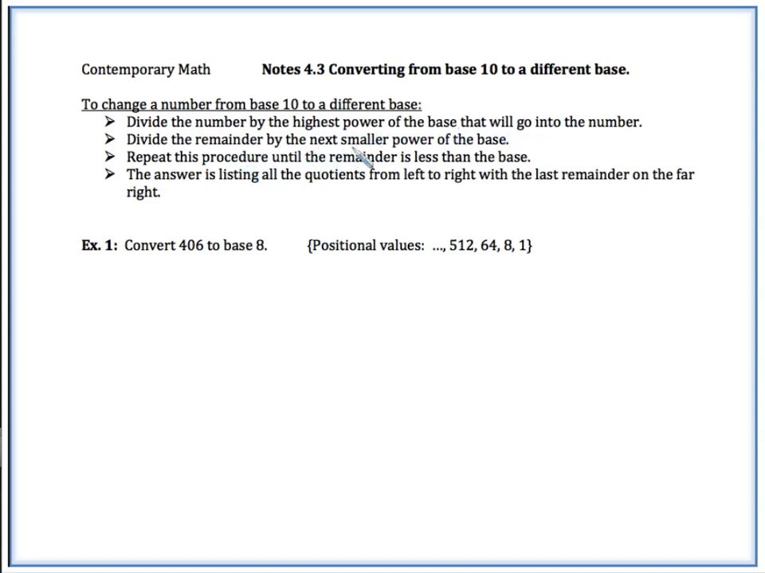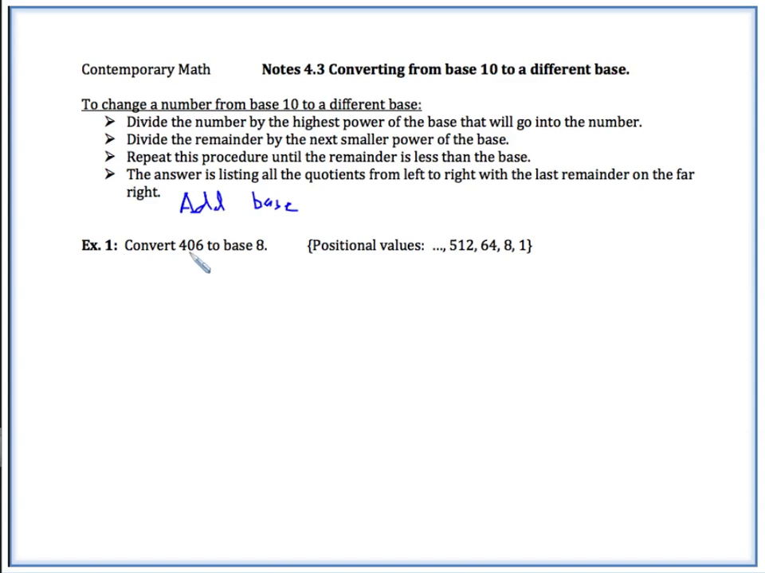Then divide the remainder by the next smaller power of the base, and keep repeating this procedure until the remainder is less than the base. In a sense, you would end up dividing by 1. Now the answer is listing all the quotients from left to right with the last remainder on the far right. And then don't forget to add your base at the end.